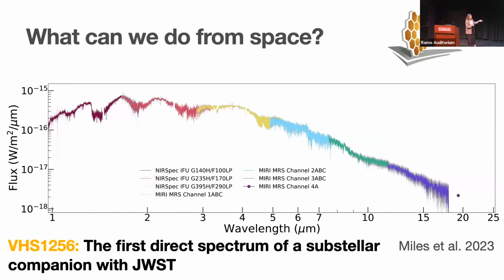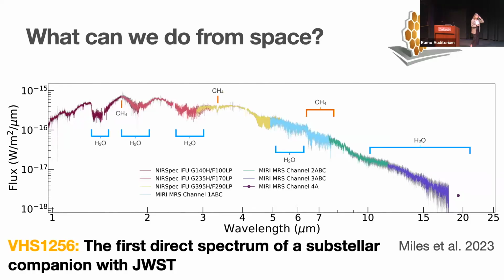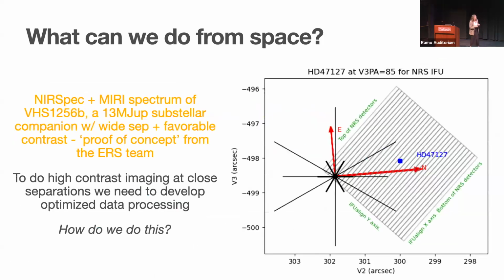So VHS 1256, the first direct spectrum of a substellar companion with JWST, and we're starting to see this whole beautiful array of different elements, different molecules in the spectrum here, including the first hints of silicate clouds. So this set the precedent in a way of, okay, what can we do in terms of spectroscopy with these objects? What if we could combine benchmark objects for which we have the masses, for which we have the orbits, and then incorporate spectroscopy as well?